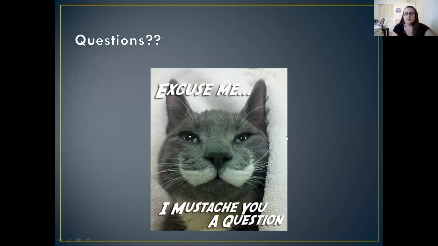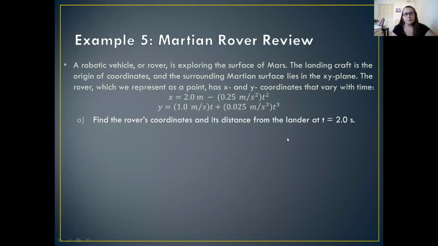But the first problem that I have for you, it is technically a motion in 2 dimensions problem, although it's not a projectile motion problem. So this problem I really like because it's going to review a lot of the stuff that we've talked about in chapter 1 and chapter 2, and now in chapter 3 with motion in 2 dimensions. So let's take a look at this.